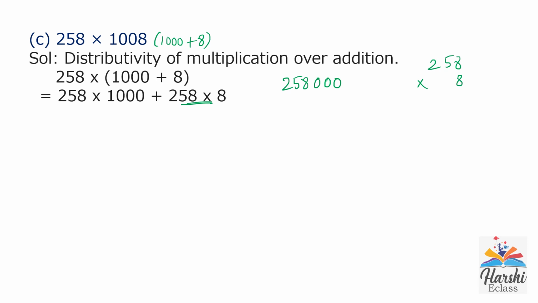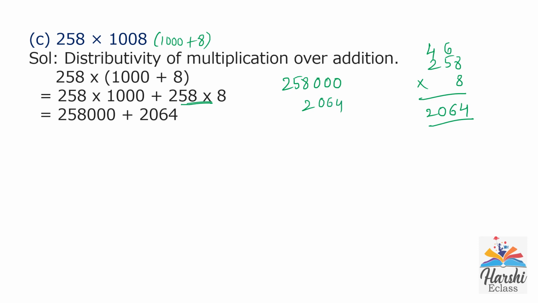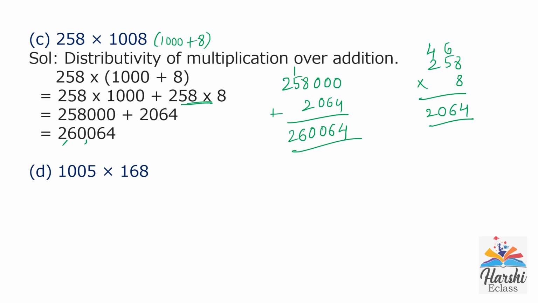258 multiplied by 8. 8 8s are 64, 6. 8 5s are 40 plus 6, 46. 8 2s are 16 plus 4, 20. 2,064. Now add these two numbers. 2,58,000 plus 2,064. 4, 6, 0, 8 plus 2, 10, 1 plus 5, 6, 2. That is 2,60,064.